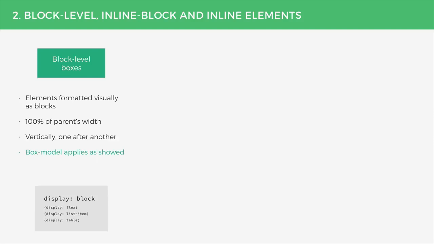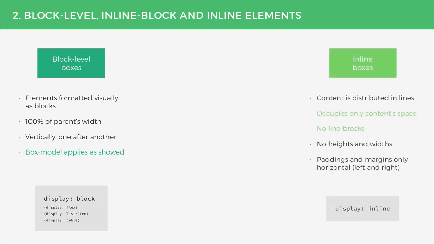Okay, so being a block level box, this box will always occupy as much space as possible, which is usually 100% of its parent width, and therefore create line breaks after and before it, meaning that blocks are formatted vertically one after the other. Now about inline boxes, they are basically the opposite of block level boxes, because their content is distributed in lines, meaning that an inline box only occupies the space that its content actually needs. Therefore, they also don't cause line breaks after or before them, but instead, they just sit inside their block level parent element.